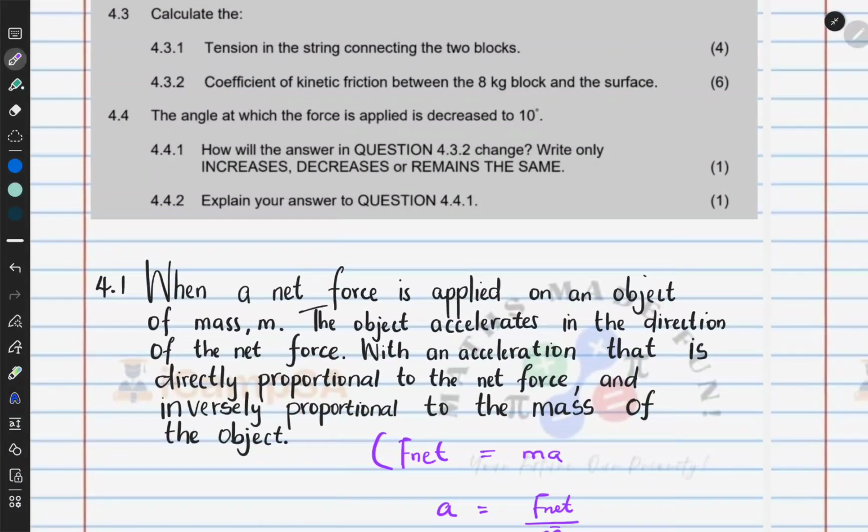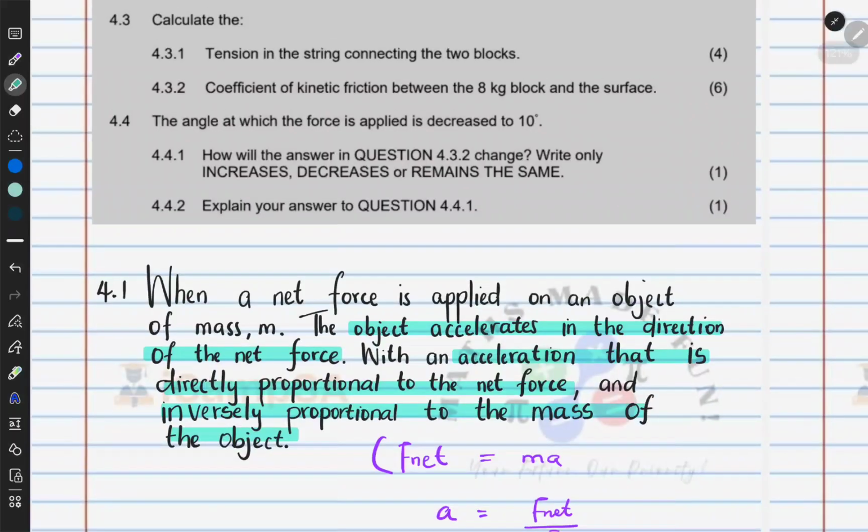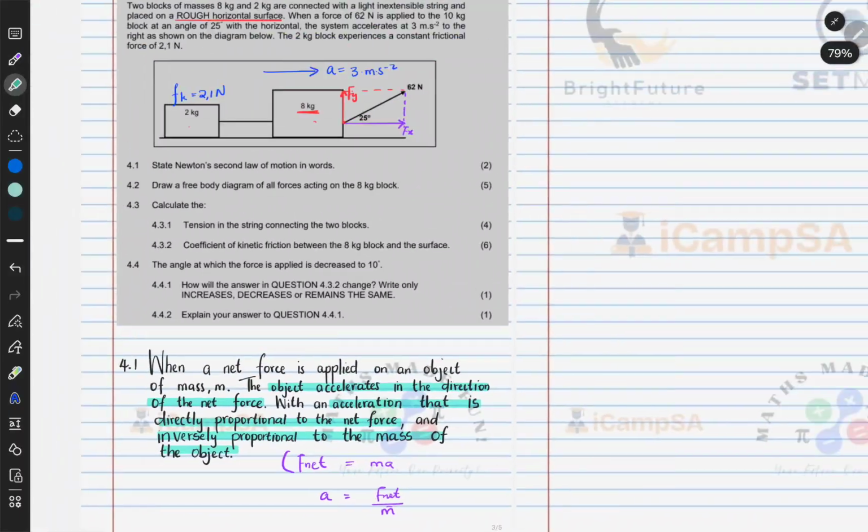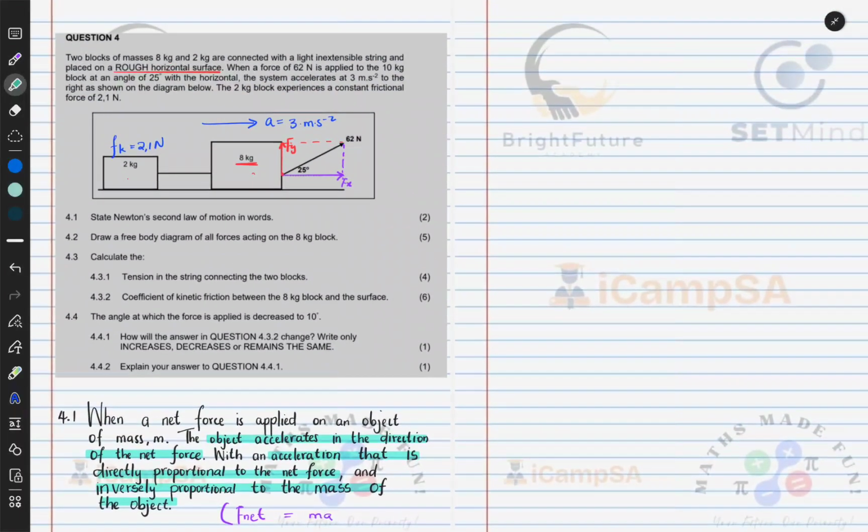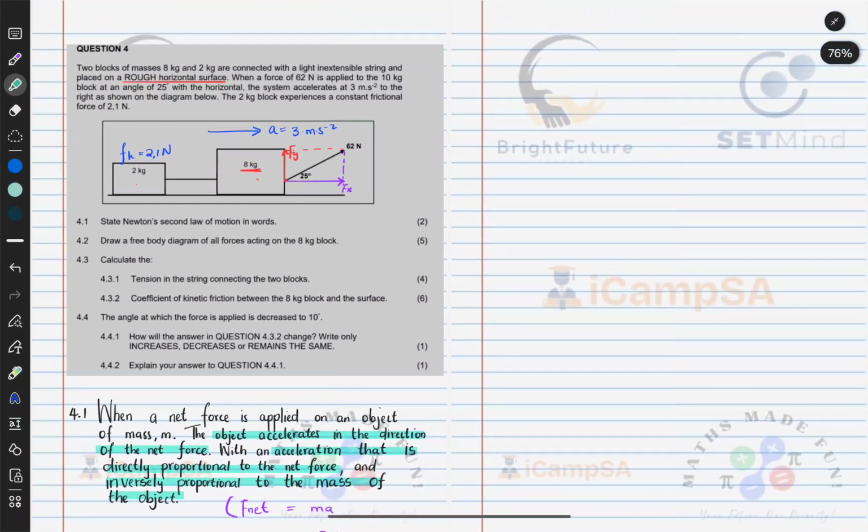The usual keywords here in this definition, you don't just mention it anyhow. Net force being applied to an object, and then you have the object accelerates in the direction of the net force. That's a key phrase, it must always be there. And then the acceleration is directly proportional to the net force, but inversely proportional to the mass of the object. All those are key phrases. They must be there in your definition or when you're stating Newton's second law of motion.